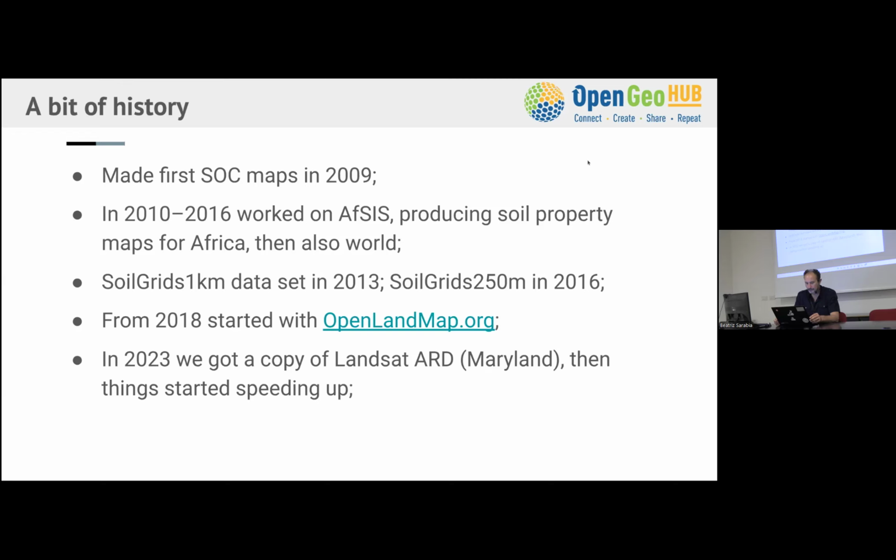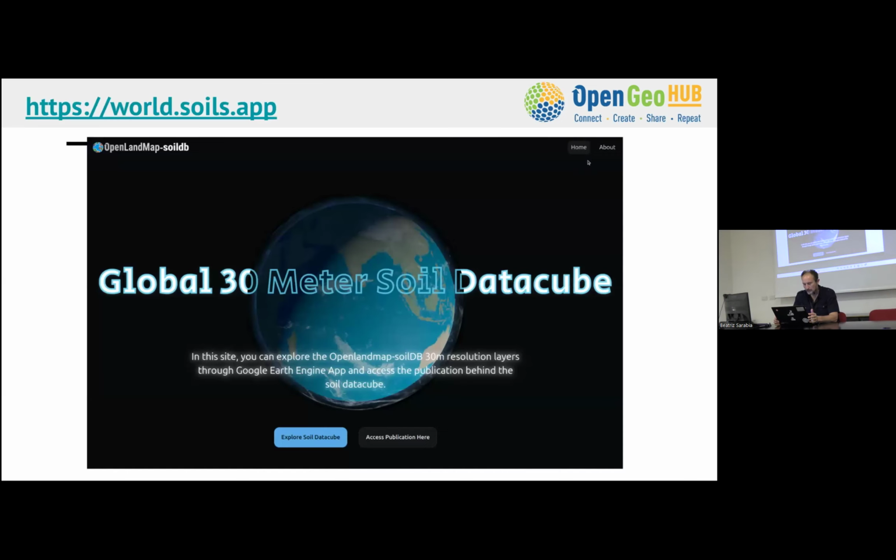And in 2023, we got a copy of Landsat, and that's where things really changed, and things started really speeding up. And now we're very excited because now we are actually making data which is at field scale. So if you go out on the ground you can really see changes in the predictions we made, you can see that sometimes they match very well with the landscape. So you can recognize soil properties. So this is this new version, the 30 meter, and we made it a few months ago.